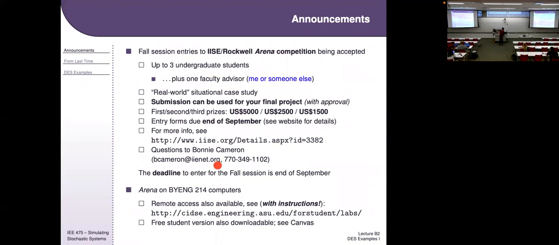the Arena Rockwell competition, this is an option for your final project. You don't have to do it, but if you would like to have a shot at participating, the first, second, and third place, this is a national competition. There's a monetary prize. The entry forms are due at the end of September. So if you're interested, you have to come up with a group of, I think they would say 3 total students to submit that application before the end of September.